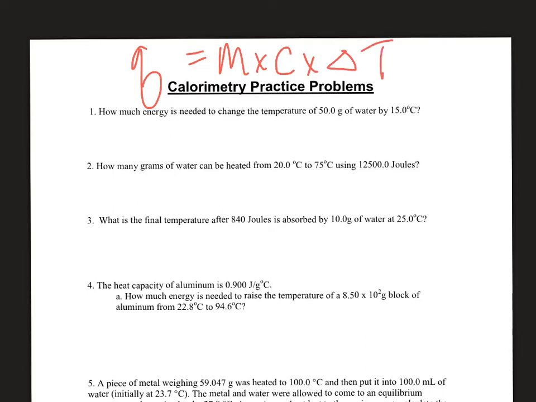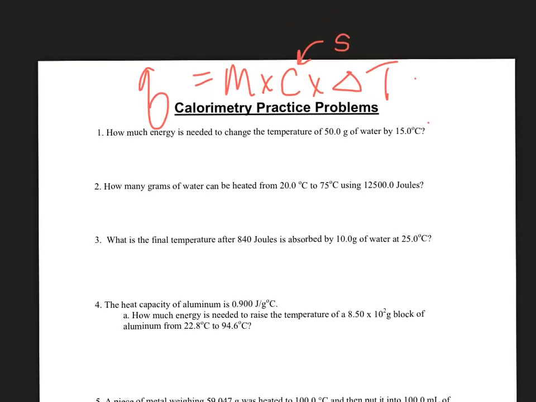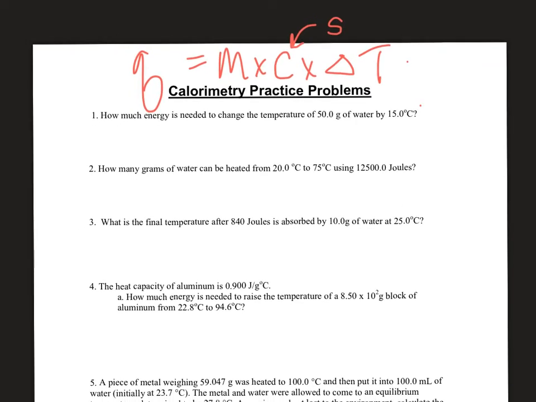And then don't forget, sometimes that C is represented by a lowercase s. They both represent the specific heat capacity. So with our question 1, how much energy is needed to change the temperature of 50 grams of water by 15 degrees Celsius? Now, if it said 50 mils of water, remember that water has a density of 1 gram per mil, right? So 50 mils of water equals 50 grams.